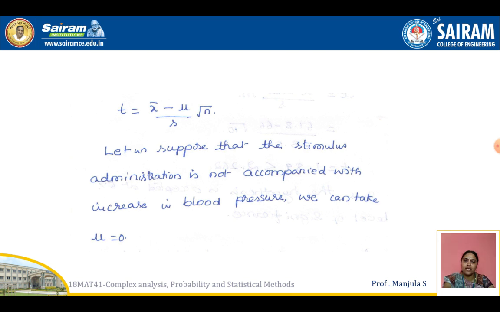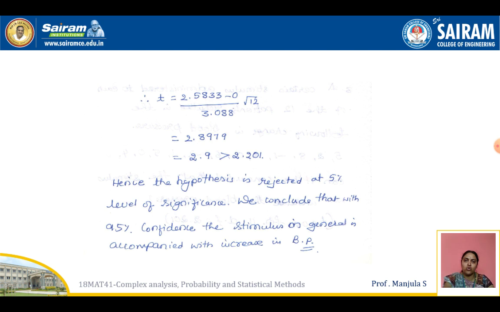Let us suppose that the stimulus administration is not accompanied with increase in blood pressure. Then we can take the value of mu as 0 here. So now you just substitute all these values. So T can be written as 2.5833 minus 0 divided by 3.088, that into square root of 12.